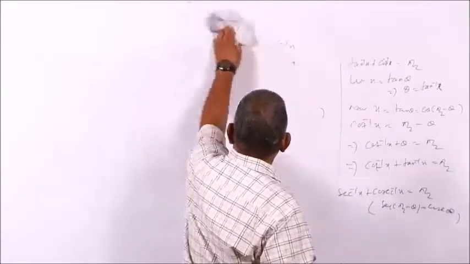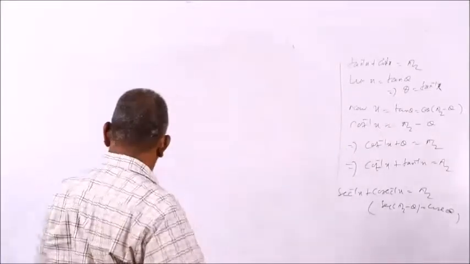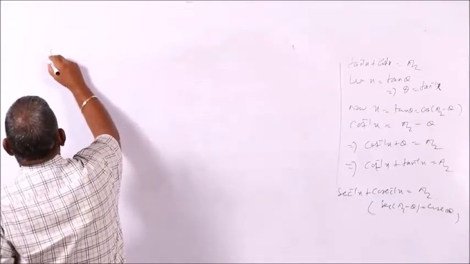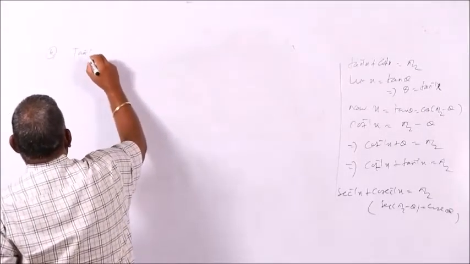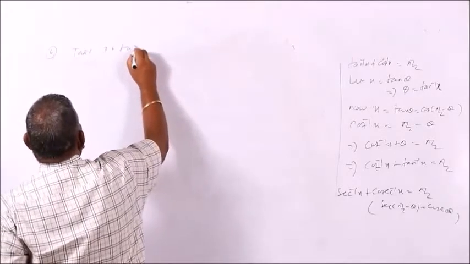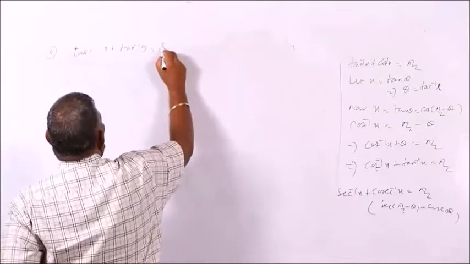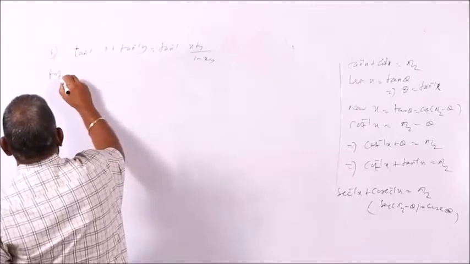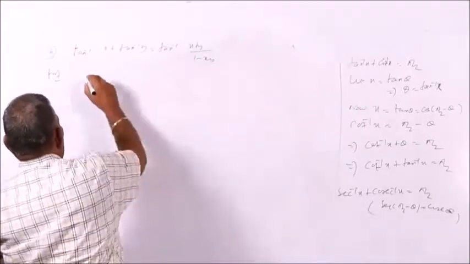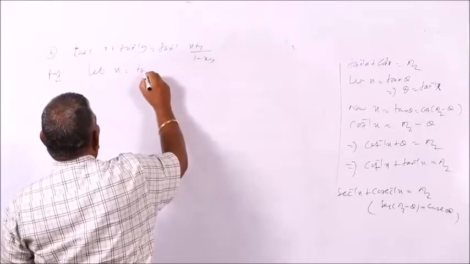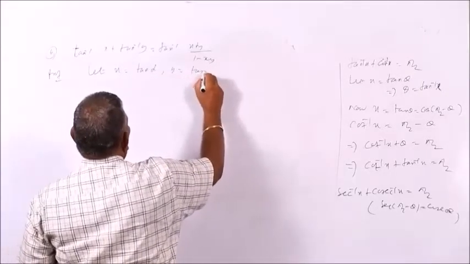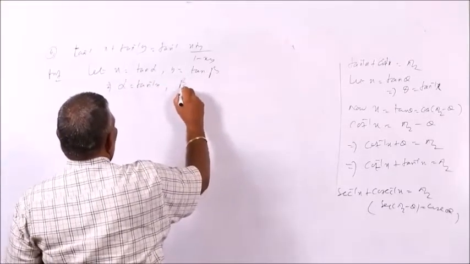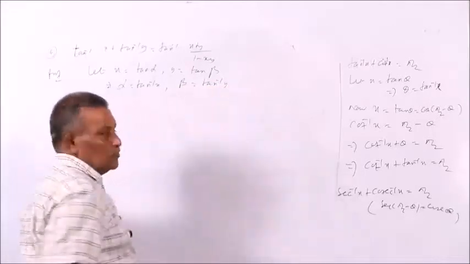Next comes your next property, tan inverse x plus tan inverse y equals tan inverse x plus y by 1 minus xy. Proof. Let x equal tan alpha, y equal tan beta. That implies alpha equals tan inverse x, beta equals tan inverse y.